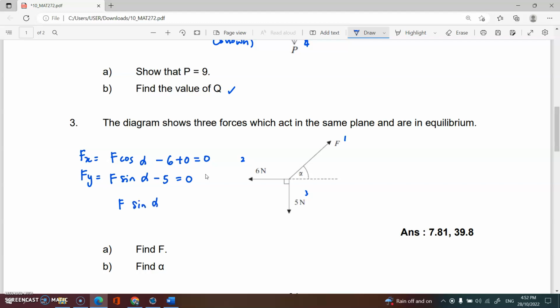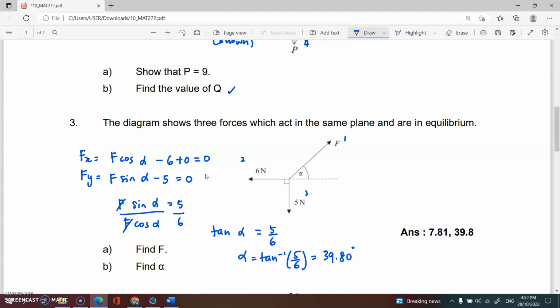So F sine alpha is equal to 5, from the y component. And also we have F cosine alpha is equal to 6 from the x component. Taking y over x, we can simply cancel off F. So we get tangent alpha is equal to 5 over 6. So we can get alpha is tan inverse 5 over 6. So your answer would be alpha is 39.80.